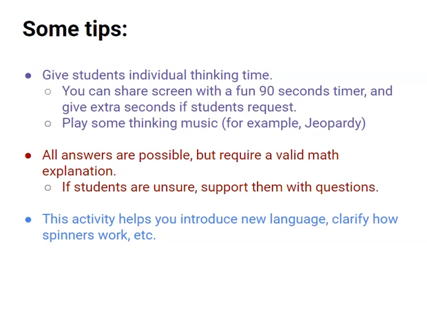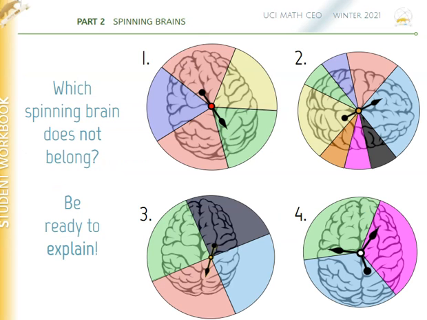Okay, so let's look at some possible answers. So you could say that number 1 is different or does not belong, because it's the only one having a repeated color, right? So it has 2 sectors that are different, but both are red. Look that the other spinners have all different colors in the sectors.